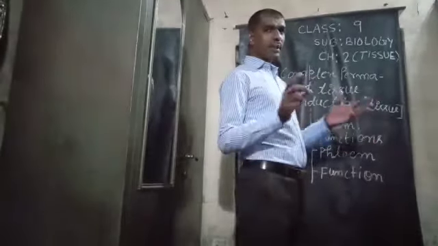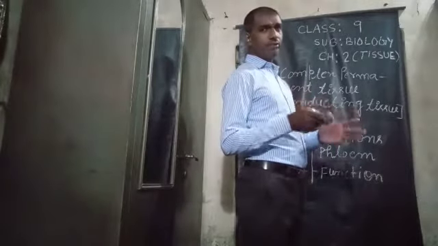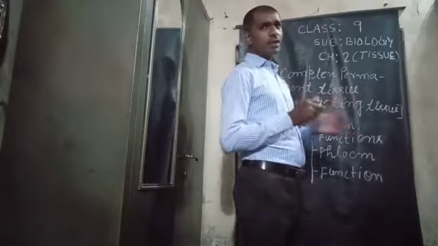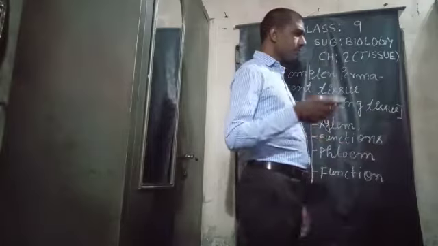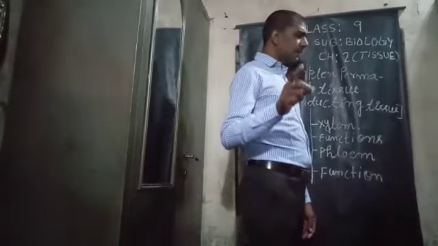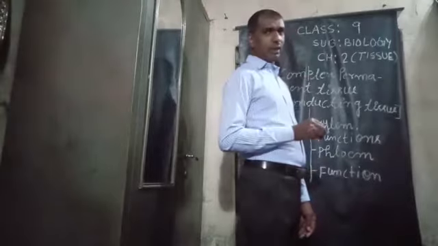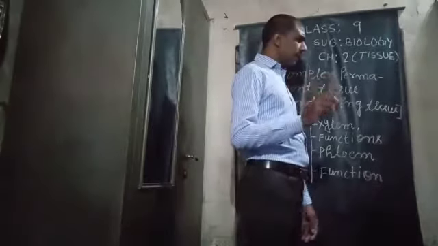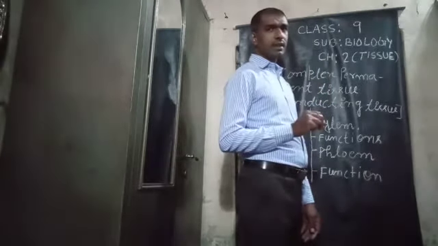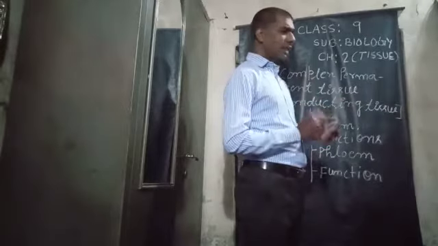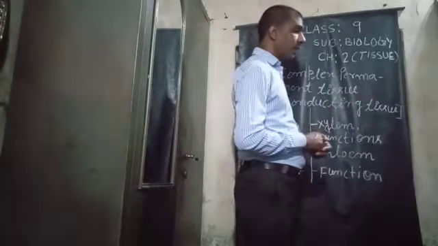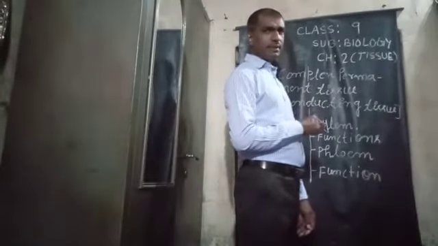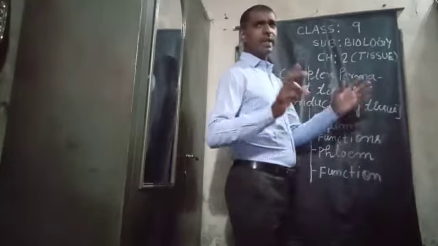Companion cells are metabolically active, and the sieve tube elements depend on them. Companion cells don't lose their nucleus at maturity. Companion cells are not present in all plants. For example, ferns and pines don't contain companion cells.